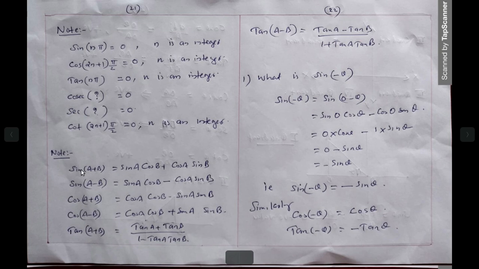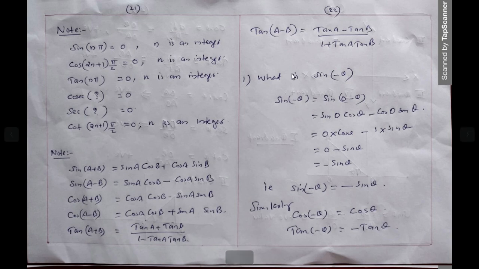Sin (a plus b) equal to sin a cos b plus cos a sin b. Sin (a minus b) equal to sin a cos b minus cos a sin b. Cos (a plus b) equal to cos a cos b minus sin a sin b. Cos (a minus b) equal to cos a cos b plus sin a sin b. Tan (a plus b) equal to (tan a plus tan b) divided by (1 minus tan a tan b). Tan (a minus b) is equal to (tan a minus tan b) divided by (1 plus tan a tan b). So these results must be learned by heart.